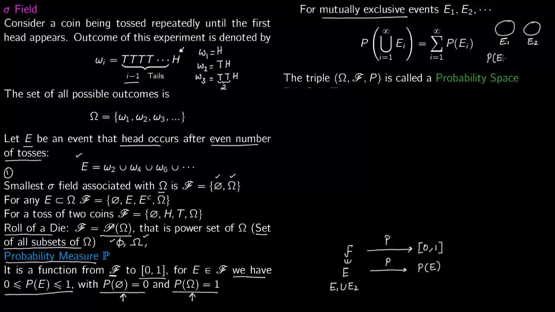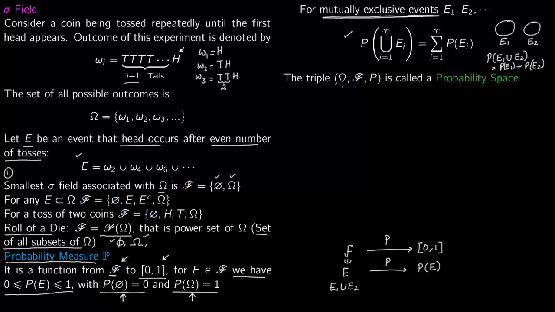Then probability of E1 union E2 is just the sum of probability of E1 plus probability of E2. So this is what the third thing is. So this is about mutually exclusive events. Obviously if there is intersection, this formula will have to be modified, but for now the probability measure has these properties. It is a function from sigma field to the interval 0 1, lies between 0 and 1 obviously because its function maps between 0 and 1, null set probability is 0, entire sample space probability is 1, and if you have mutually exclusive events you just add them up.